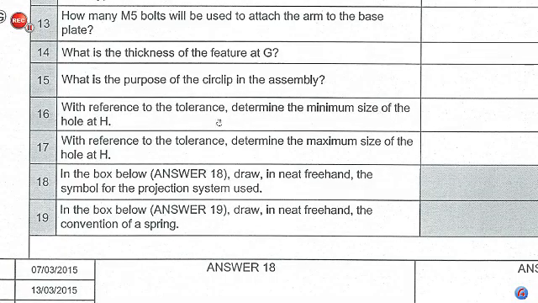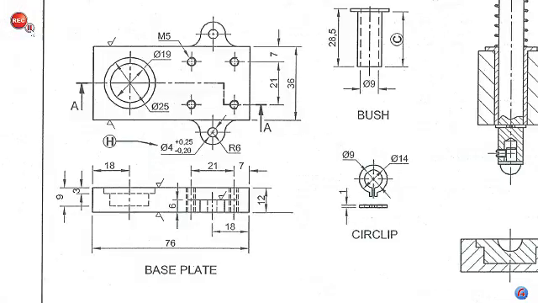Number 16, with reference to the tolerance, determine the minimum size of the hole at H, and at the same time we are going to have number 17, with reference to the tolerance, determine the maximum size of the hole at H. So here we have H, and H has a diameter of 4, but we have plus 0.25, which is the upper tolerance or the maximum tolerance, and we have minus 0.20, which is the minimum or lower tolerance.